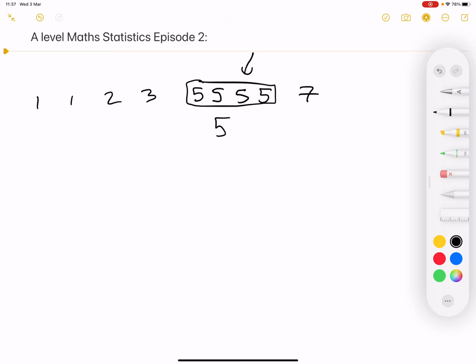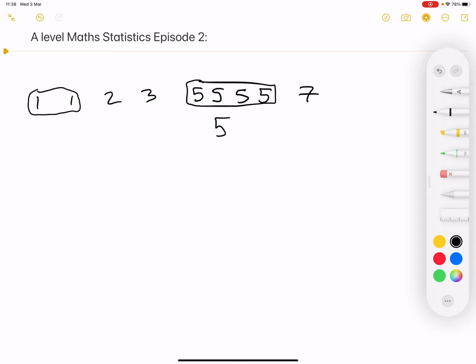The cons of the mode are that it doesn't use all the data. So we're missing out all of this data here if we just look at the 5, which is a bit unfortunate, really. And then also there may be other values with a similar frequency. So we had the two 1s here, but they get no mention because we had four 5s in our group.